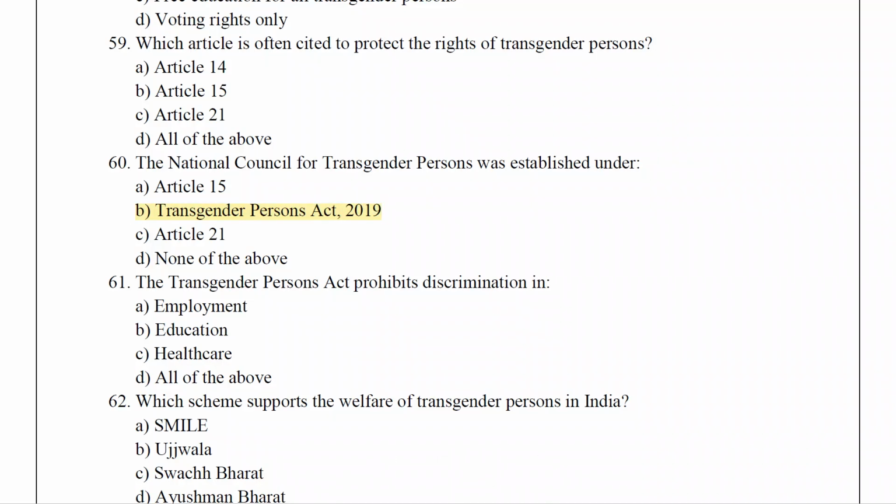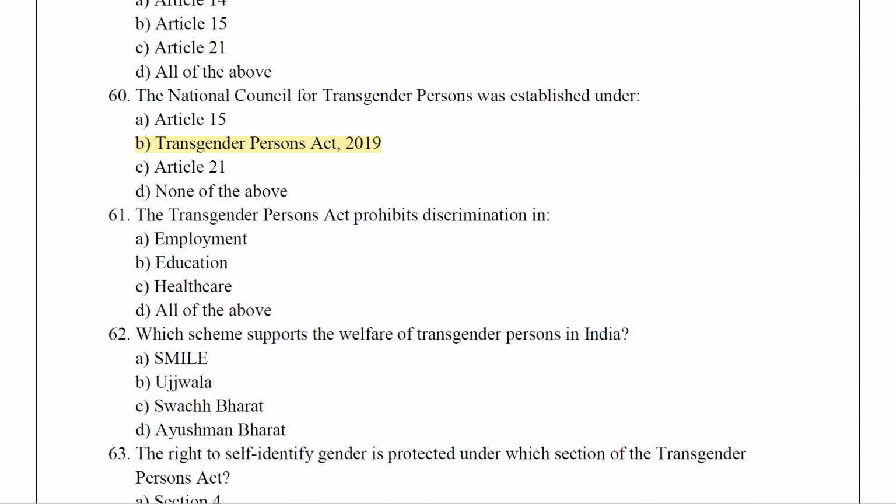The Transgender Persons Act prohibits discrimination in employment, education, healthcare. The answer is all of the above.